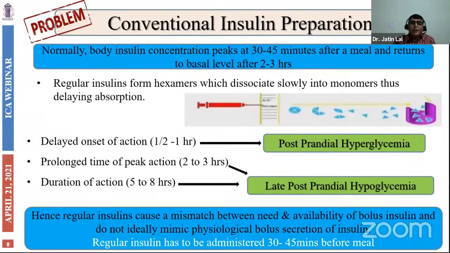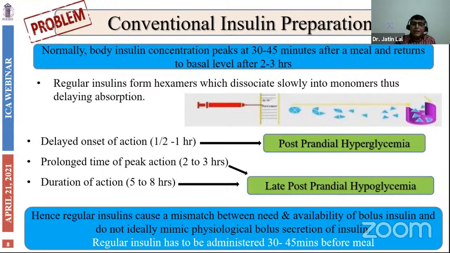So there is delayed onset of action, half to 1 hour, which leads to the postprandial hyperglycemia. And also there is prolonged time to the peak action, 2 to 3 hours, and duration of action is 5 to 8 hours, and this will lead to the late postprandial hypoglycemia. Hence the regular insulins cause a mismatch between the need and the availability of the bolus insulin and do not ideally mimic the physiological bolus secretion of the insulin.